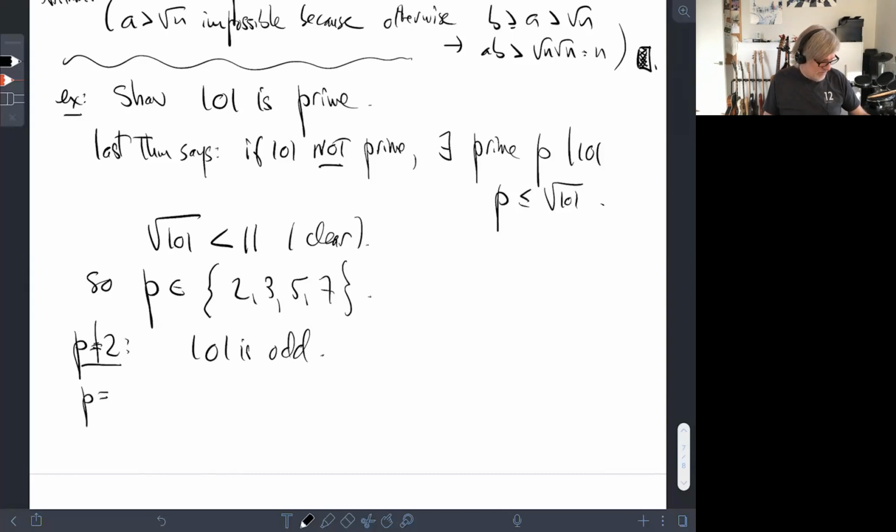Can P be equal to 5? No, 5 doesn't divide 101, right? It's not a multiple of 5. You know the trick. And I will review a few tricks.